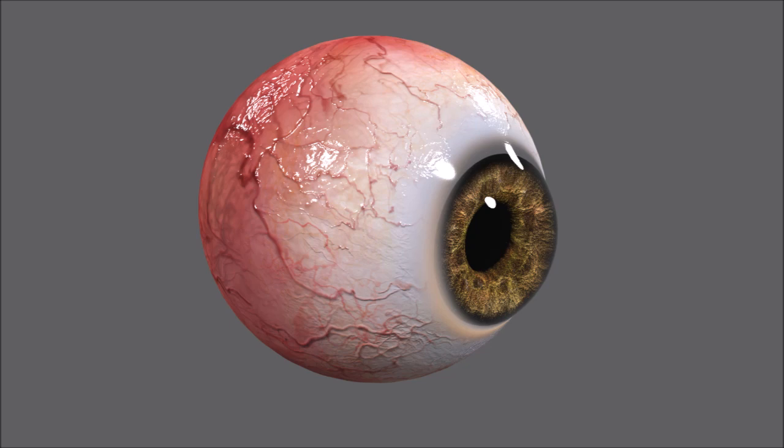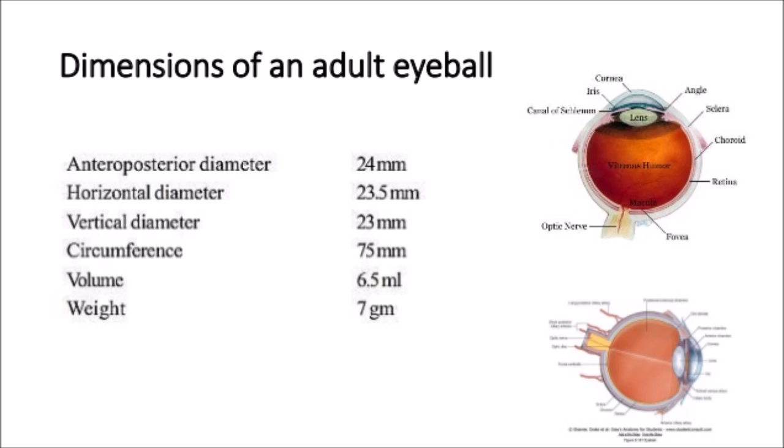The dimensions of an adult eyeball are: anteroposteriorly it is 24 millimeters, horizontal diameter is 23.5, vertical 23 millimeters, circumference is about 75 millimeters, volume 6.5 ml and the weight is roughly 7 gram.